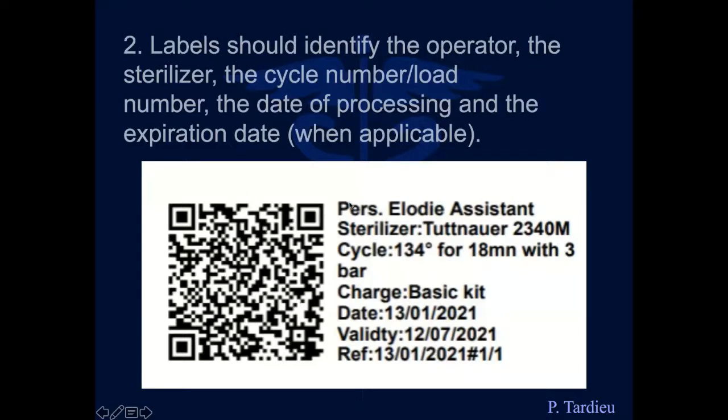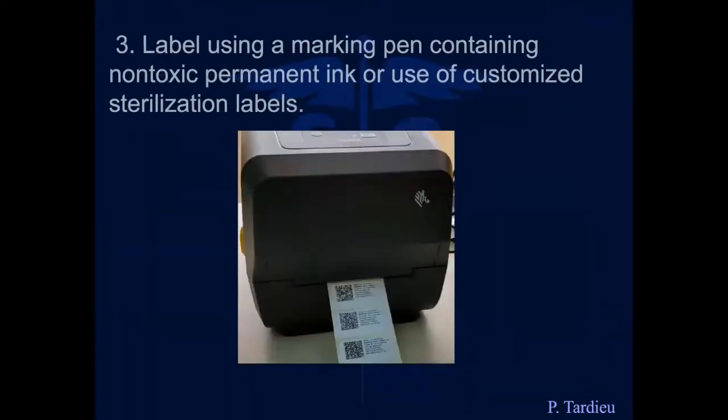So it's very important to translate this information into a language that we can use, in such a way that we can track the sterilization process. What do they ask? They ask that the label use a marking pen containing non-toxic permanent ink, or the use of customized sterilization labels. So this is what we do. We've been selecting this printer to print these 5 by 2.5 labels. All of them are the same.